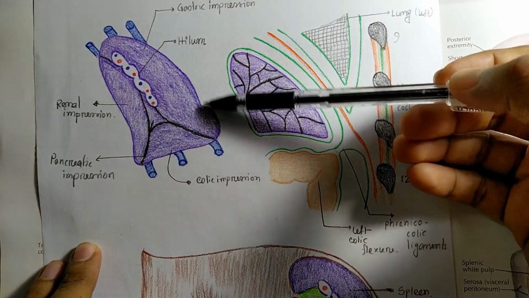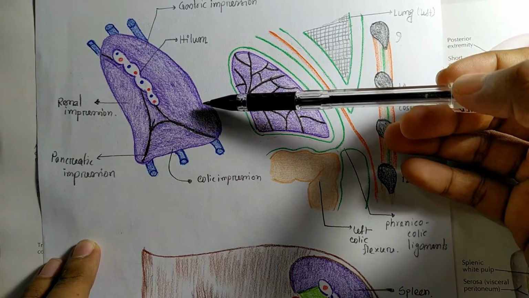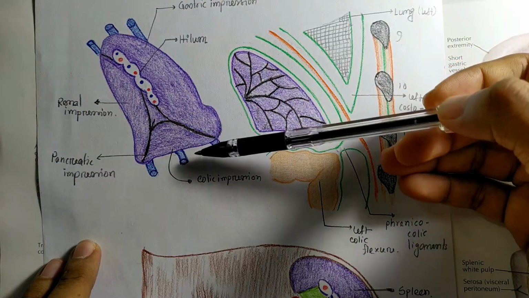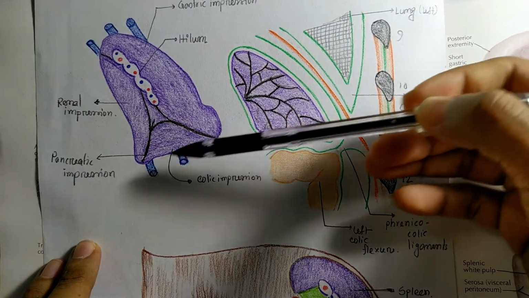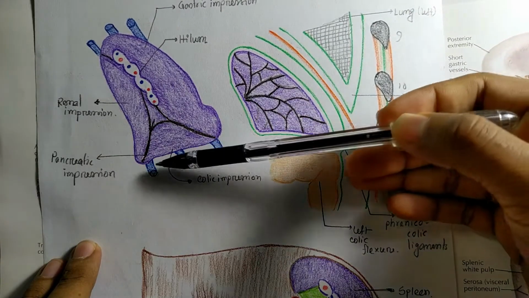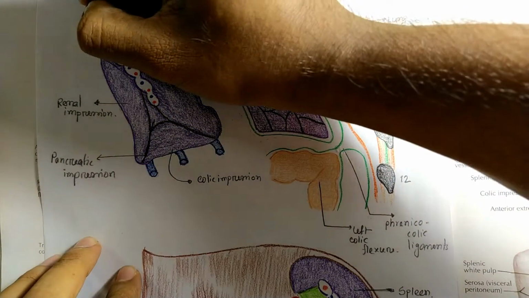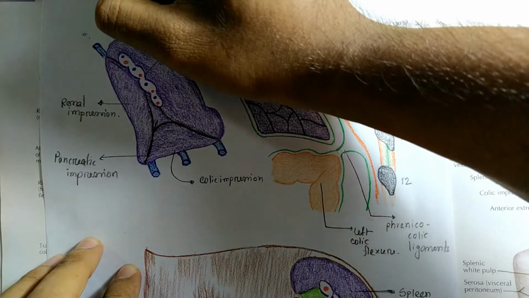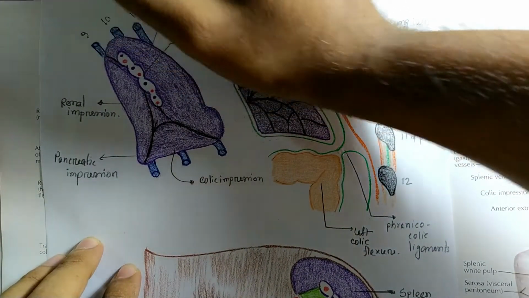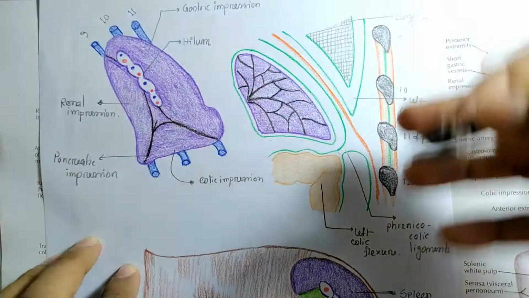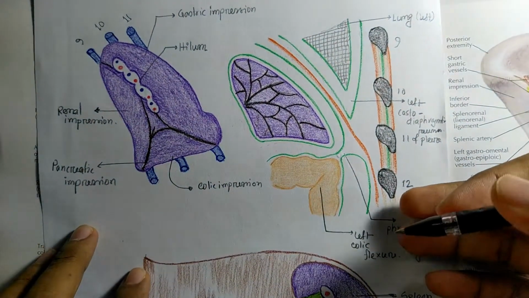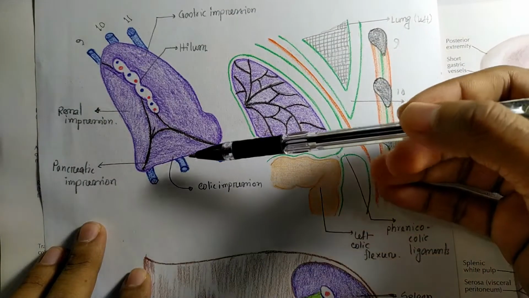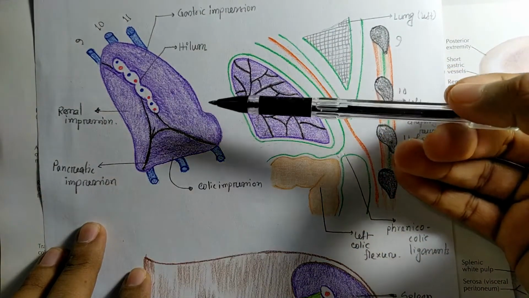and which is around 3 ribs, which present under the 3 ribs, that is 9th, 10th, 11th. So 3 important ribs, 9th, 10th, 11th. It lies corresponding to the 9th, 10th and 11th ribs.